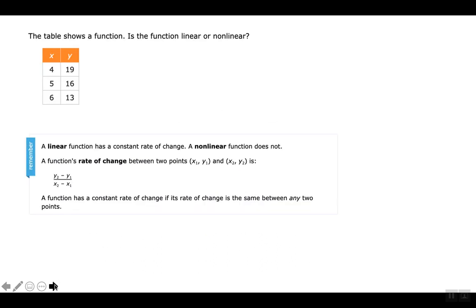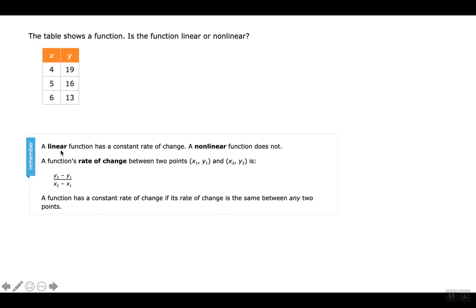All right, so let me do an example first. All the questions are going to give you a table like this one with x coordinates and y coordinates. And the question for all of them is going to be, is the function linear or non-linear? That's going to be the question on every single one.